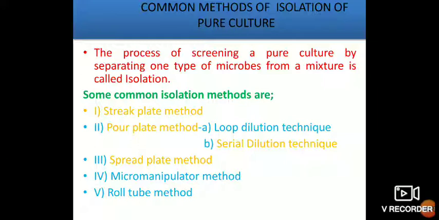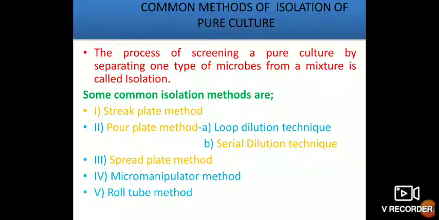So certain common methods, as I said earlier: the streak plate method is there, or the pour plate method. Pour plate means the loop dilution method or serial dilution technique. Then the spread plate method is there. Then the micro manipulator method is there. Then the roll tube method is there. Okay. The first three are very common: streak plate, pour plate, and spread plate.